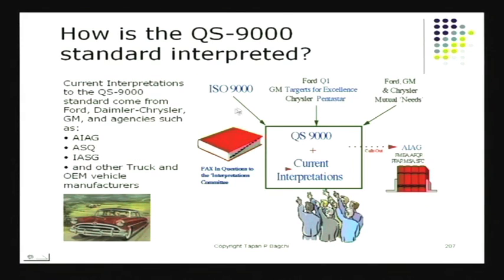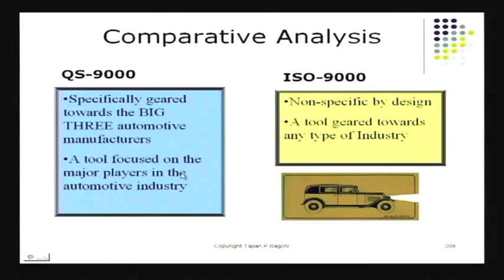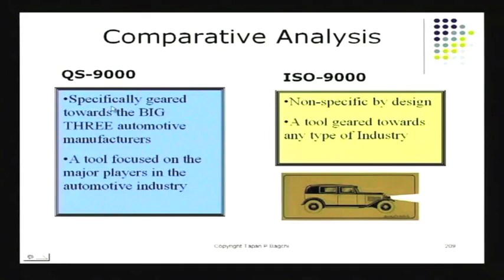And of course, again, this really tells you that the foundation is ISO 9000. But on top of that, many other requirements have been added on, and certain procedures have been added. For example, new product introduction or new part approval are specially done this way. If you compare QS 9000 with ISO 9000, ISO 9000 is non-specific by design. It does not worry about a particular finished product, whereas QS 9000 is focused on automotive manufacture.